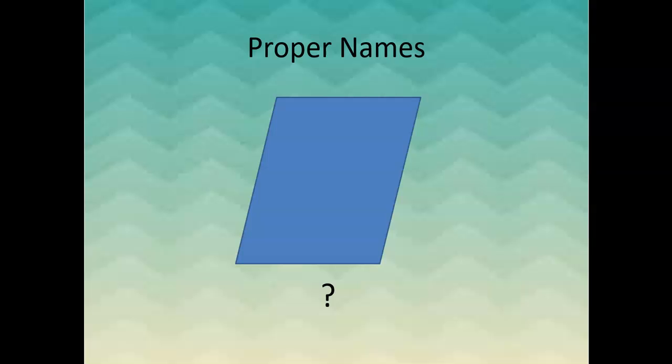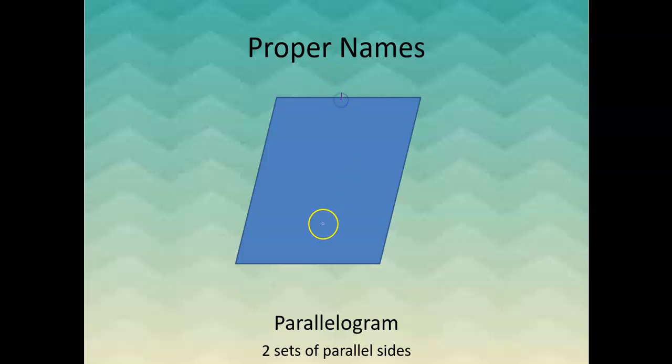So let's take a look at some proper names of quadrilaterals here. All right, this is a parallelogram. A parallelogram has two sets of parallel sides. Now, you saw previously when we talked about triangles that we use these hash marks to indicate that sides are congruent. They are the same length. So this one and this one are the same, and this one and this one are the same.